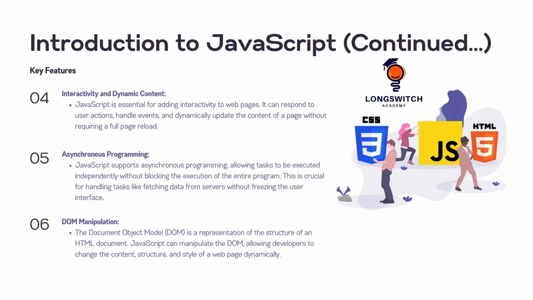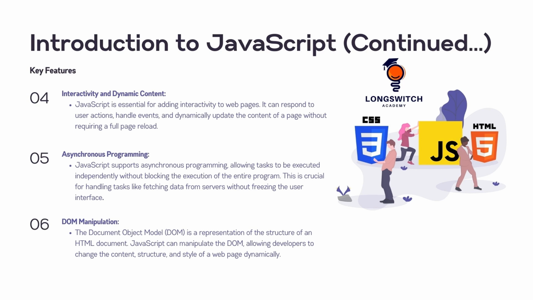Asynchronous programming is a cornerstone of JavaScript, enabling the execution of tasks independently without blocking the entire program. This capability is particularly crucial for handling operations such as data fetching from servers, ensuring a smooth and responsive user experience. JavaScript's asynchronous model enhances the efficiency of web applications.